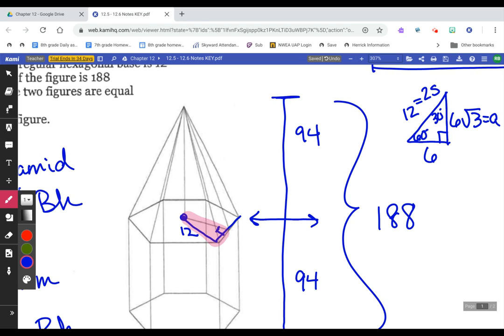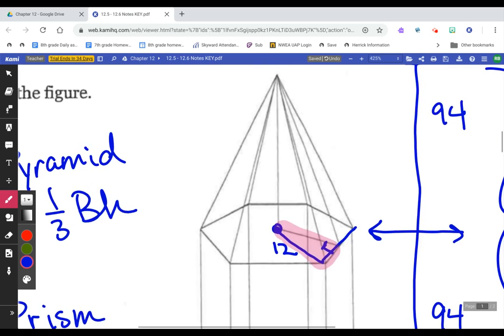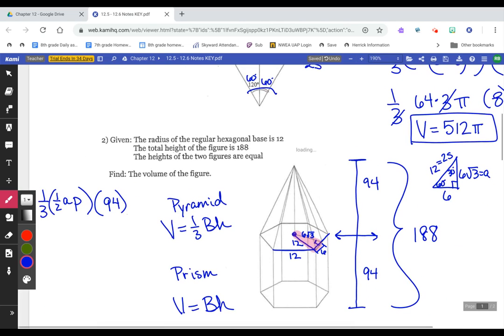This is our apothem that we're missing, because the 6√3 on this figure is right here. It's 6√3. And then from here to here, it's 6. So that means that all of these sides are going to be 12. We will need that information in a second.